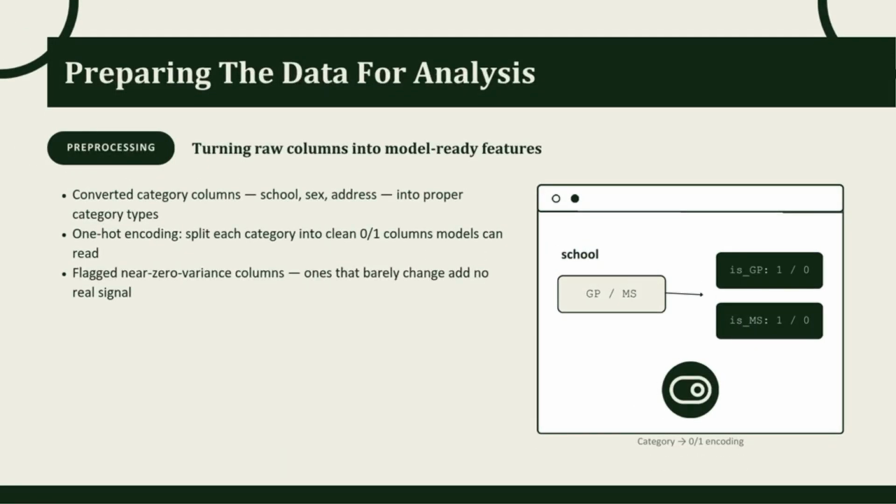My name is Adnan Iqbal and my ID is 232350024. Today we will explain that models only understand numbers, not text. So a column like school, which has values GP or MS, had to be converted. We used one-hot encoding, splitting it into two 0 and 1 columns, is_GP and is_MS, so the model can actually read it. We also flagged columns where almost every student had the same value, since those don't help predict anything.